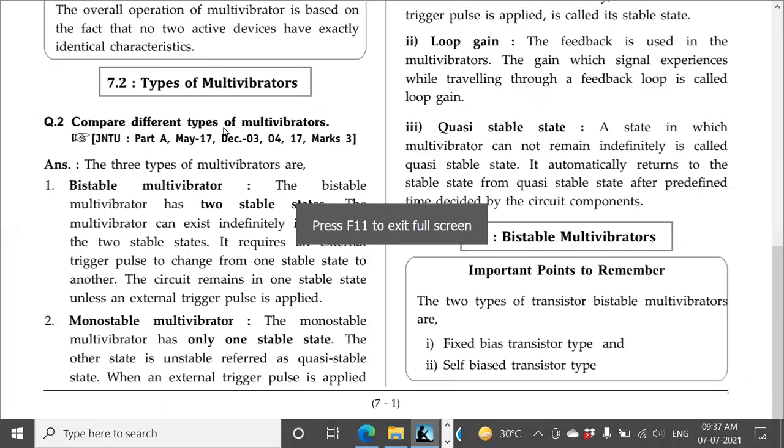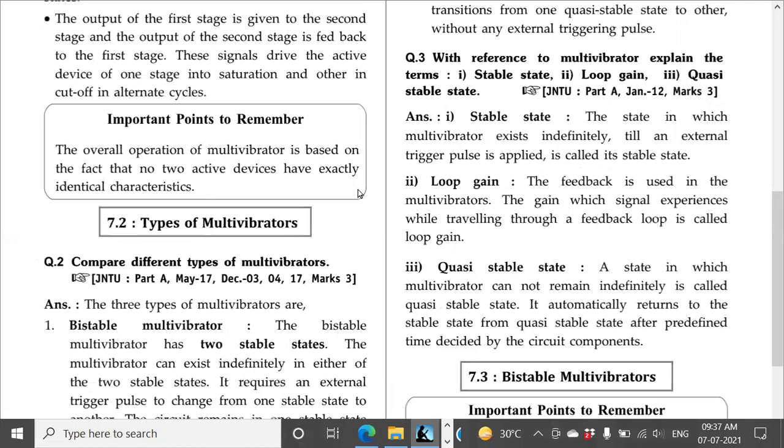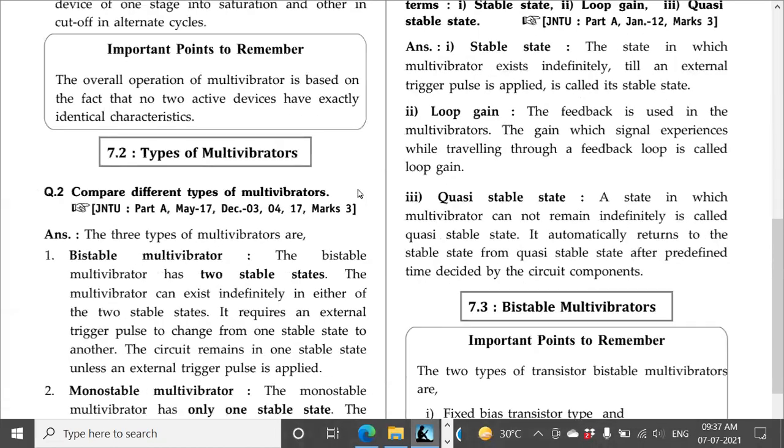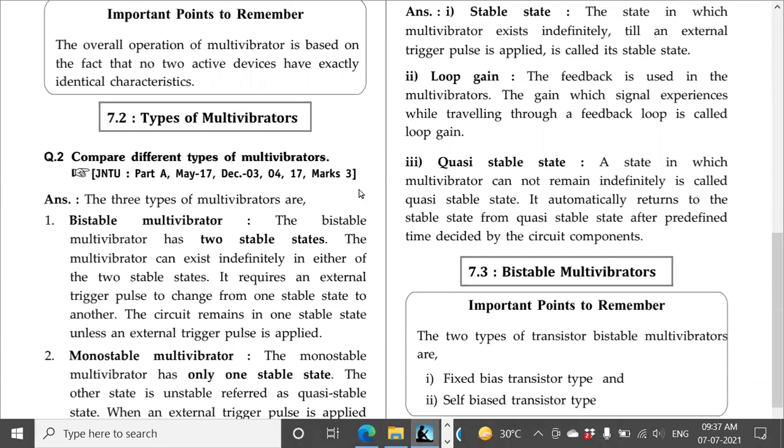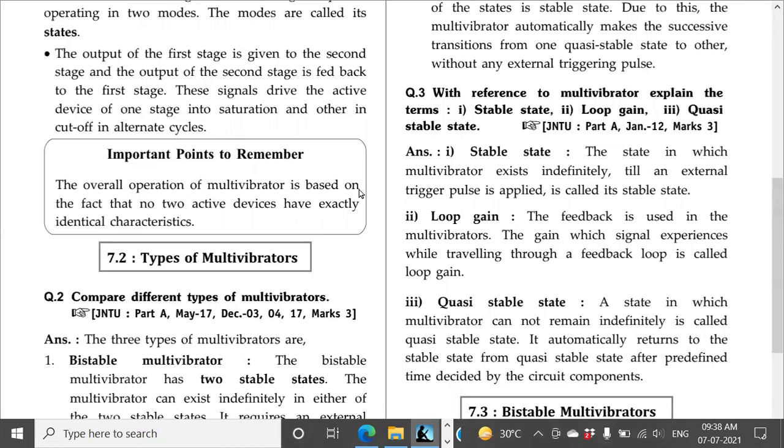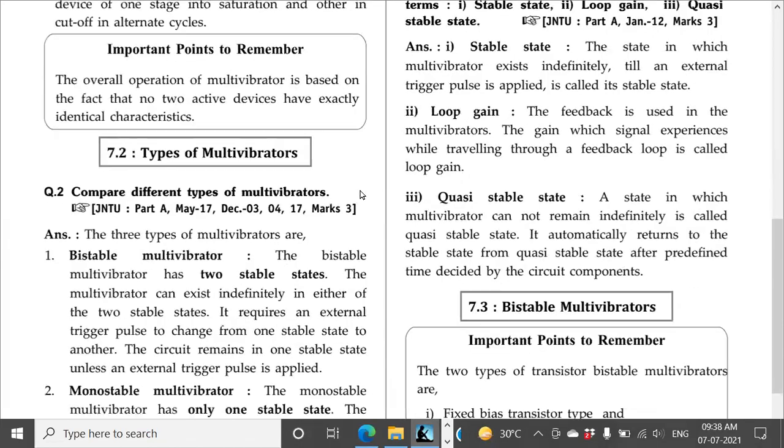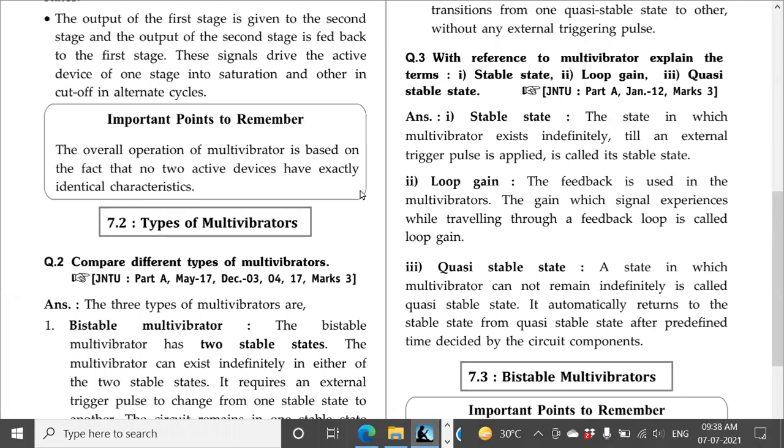The three categories of multivibrators we have are the bistable multivibrator, the monostable multivibrator, and the astable multivibrator. Now tell me, very easy: how many stable states does a bistable multivibrator have? How many does a monostable multivibrator have? How many does an astable multivibrator have? Anybody think and answer. Bistable multivibrator, how many stable states does it have? Yes, two stable states.